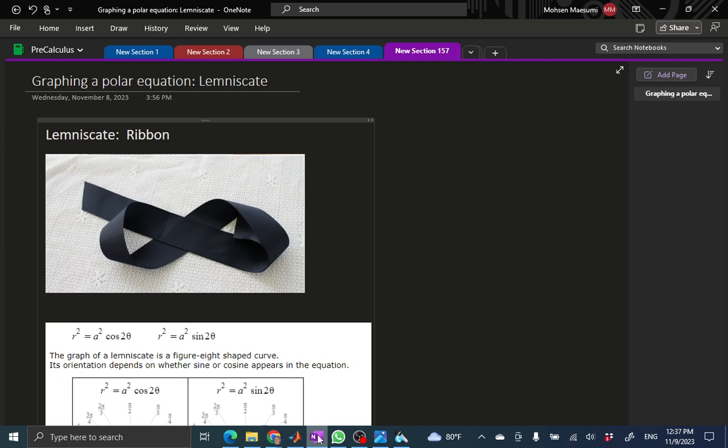Hi, welcome to Precalculus. Today's topic is graphing a polar equation in the case of a Lemniscate. Lemniscate means a ribbon in the shape of infinity or figure 8.